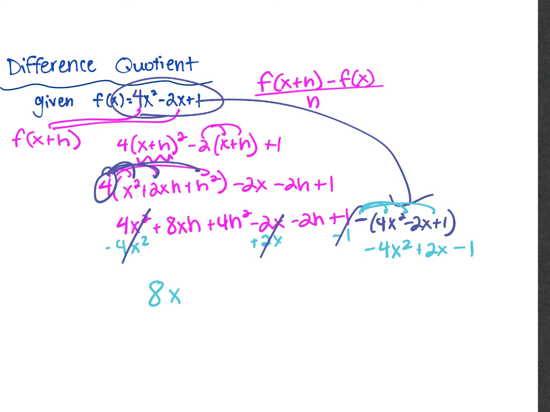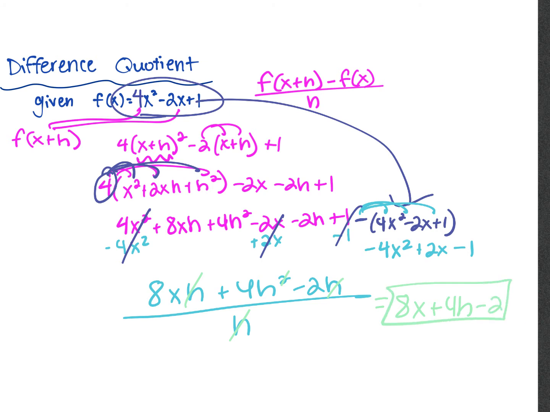So I have 8xh plus 4h squared minus 2h all over h. And then my h's cancel. And I get 8x plus 4h minus 2. If you know what you're doing, you can do this question quickly, which saves you time on the rest of the test. If you're trying to figure out how to do this question while you're taking your test, it's going to kill you. Questions on difference quotient?